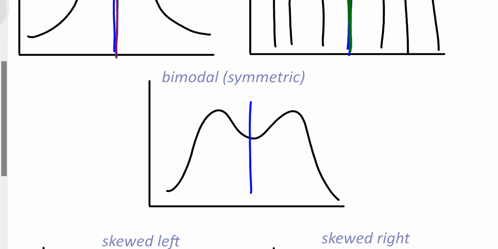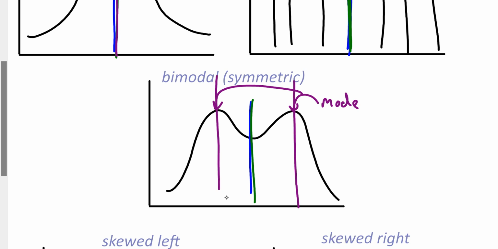Going down here, what if it's a bimodal? So one of those M-looking things. Now with this, the mean and the median are also going to end up in the middle, again. So the mean and the median. But there's actually, oops, wrong one there. Wrong color. The mode will be at each of the two bimodal parts. So this will be where that mode is. There's two modes for bimodal.